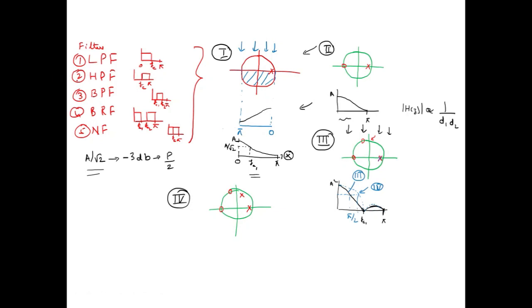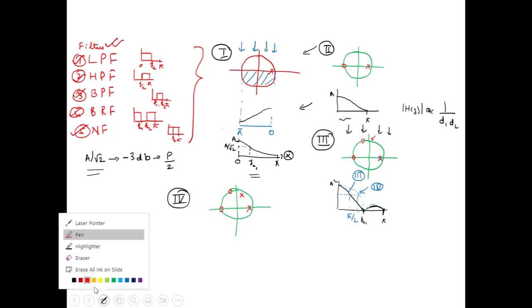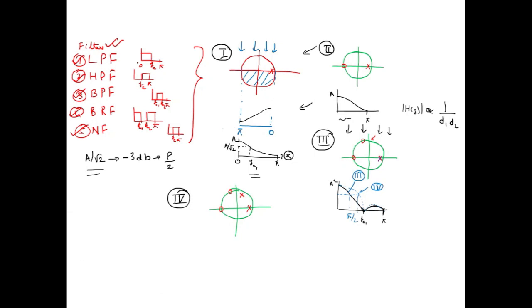Okay. So, if you look over here, we are having broadly five classes of filters. You can say conventional filters. So, first one is the low pass filter, high pass filter, band pass filter, band reject filter, and notch filter. Okay. Now, what is the frequency response of the low pass filter?